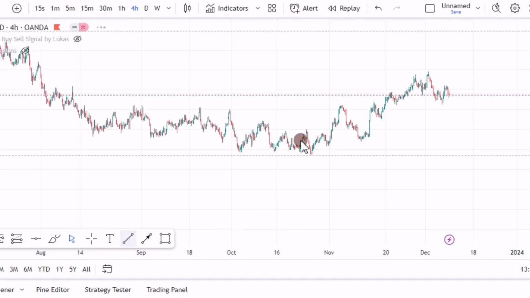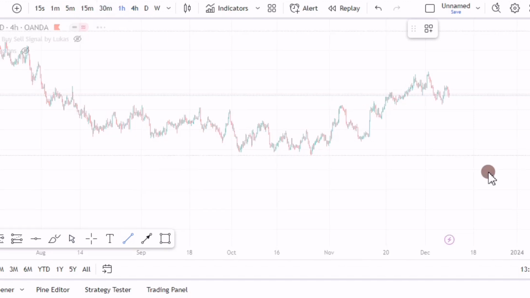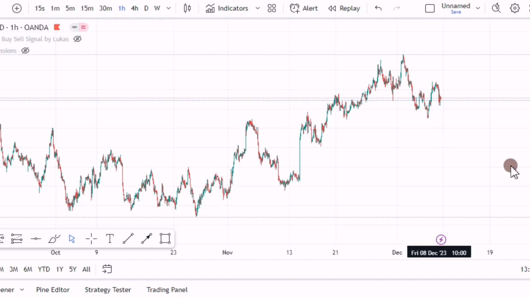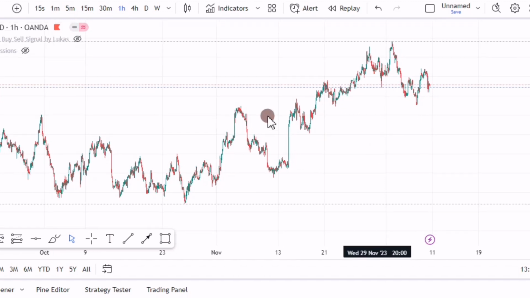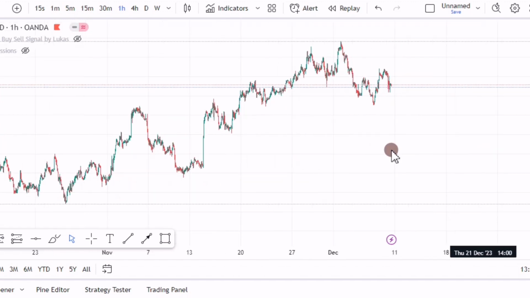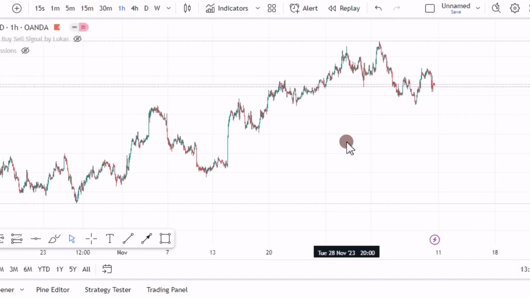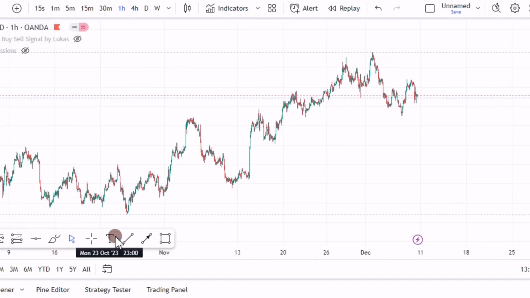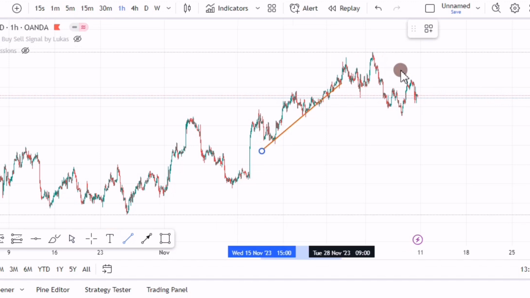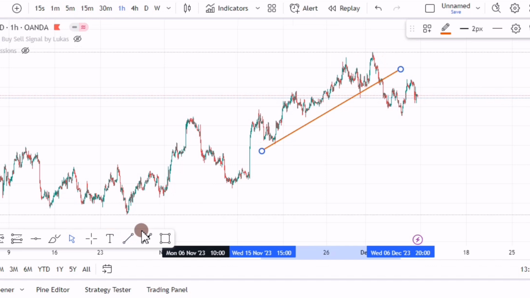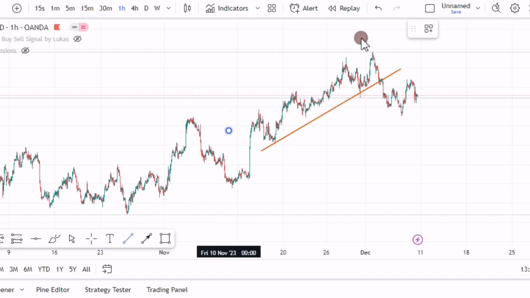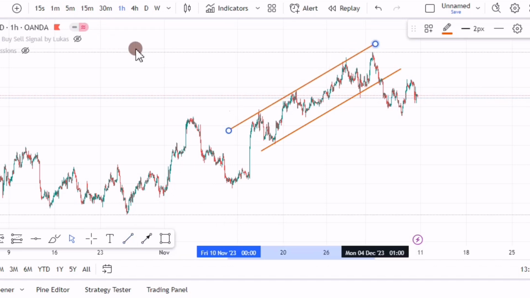It's not very much clear. Let me take it to the hourly. Okay, right here, traders, price is ranging too much. It's not really a good time to be looking for trades here, but just to give you a clue, but I'm not too sure about this one.